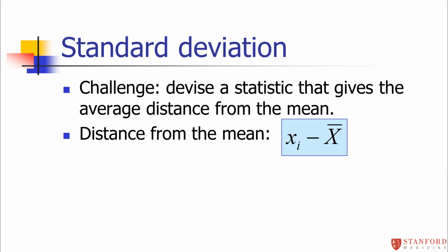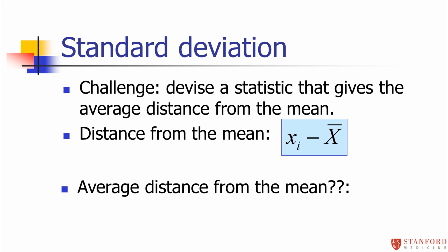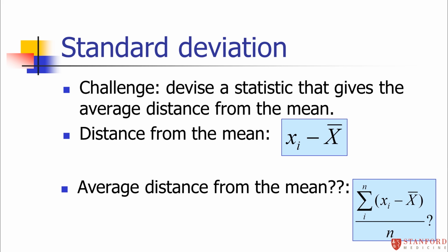So that's the quantity distance, but then how do you get the average distance from the mean? Well, we know how to calculate an average, right? So to get the average distance from the mean, your first instinct would be just to calculate an average of those distances. In mathematical symbols, you would add up all of those distances. Each observation in your data set has a distance from the mean. You could add all of those up and then divide by n to get the average, right? That's a good first instinct.